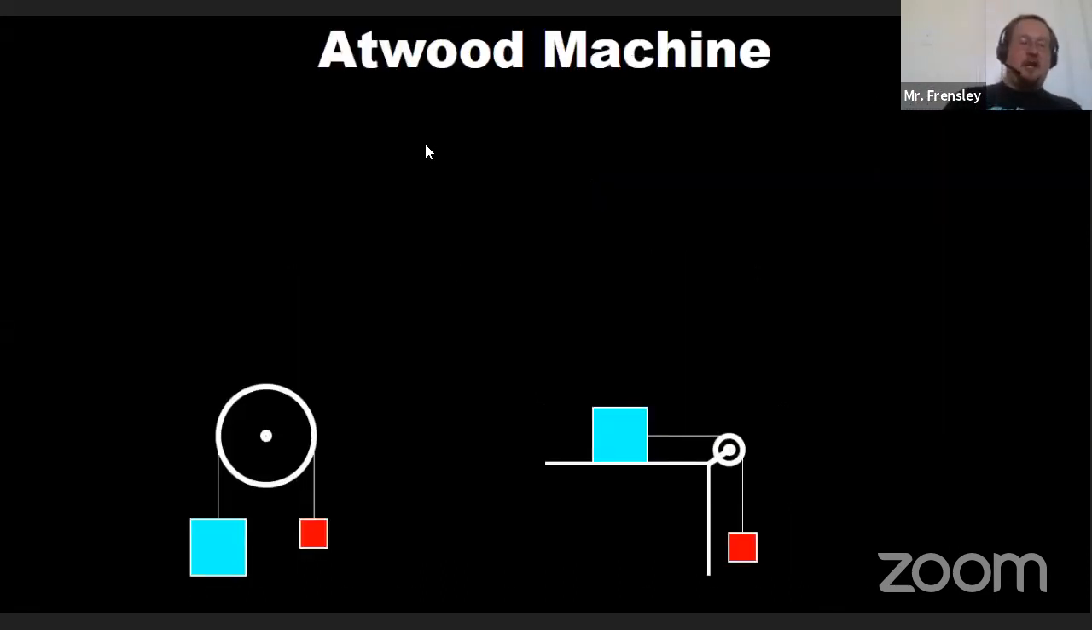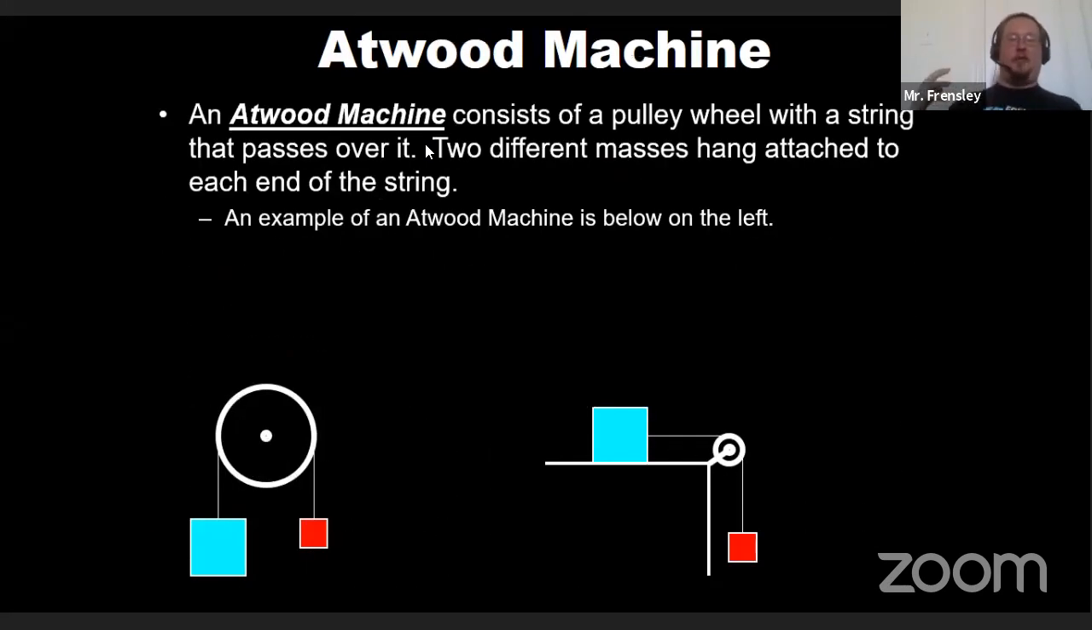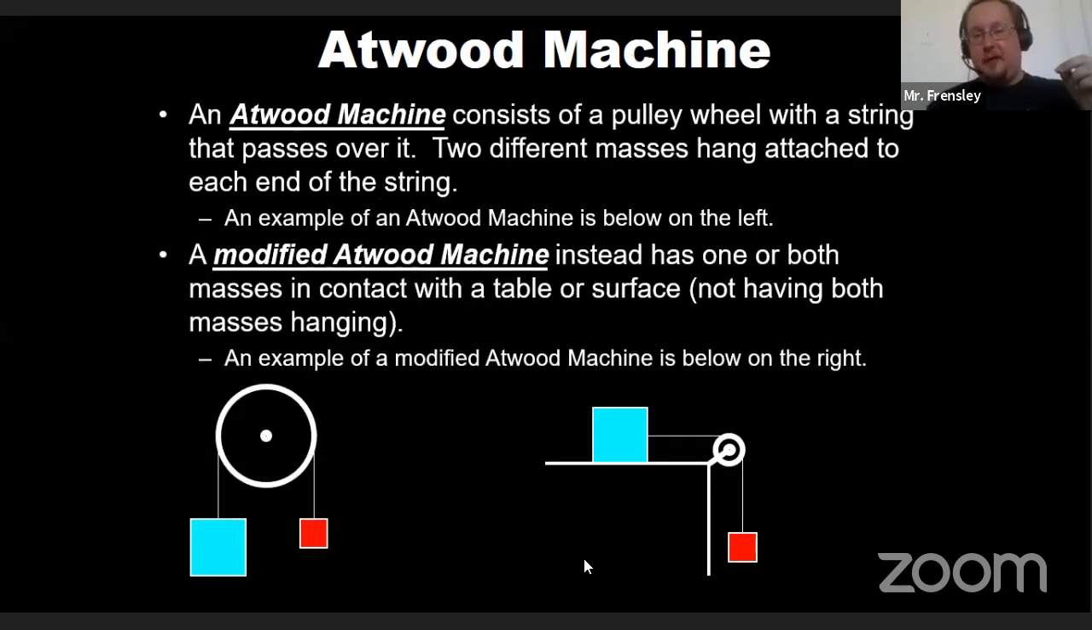Okay, so an Atwood machine is basically a pulley wheel with a string that passes over it, and two objects hang at the ends. This thing down here is called an Atwood machine. This thing over on the right is called a modified Atwood machine. That just means there's a ramp or a table that one of the blocks is on, which could have friction. Now remember, if the block has friction, that does not prevent the pulley from being ideal. If the pulley itself has friction, then the tensions are different on both ends of the rope. But as long as the pulley has very low mass and very low friction, the whole rope has the same tension at both ends.